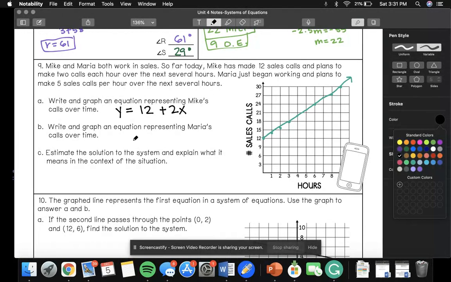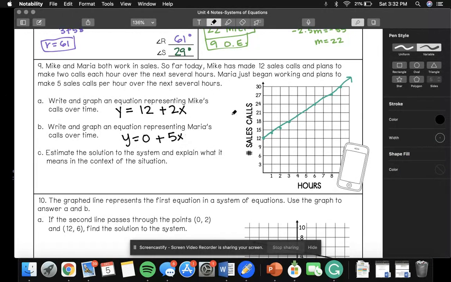Then we have Maria. Maria just began working, but she plans to make 5 every hour. So she just began working. She's going to make 5 an hour. So she would make 5, and then she would make 10, and then 15, and then 20, and then 25, and then she would make 30.